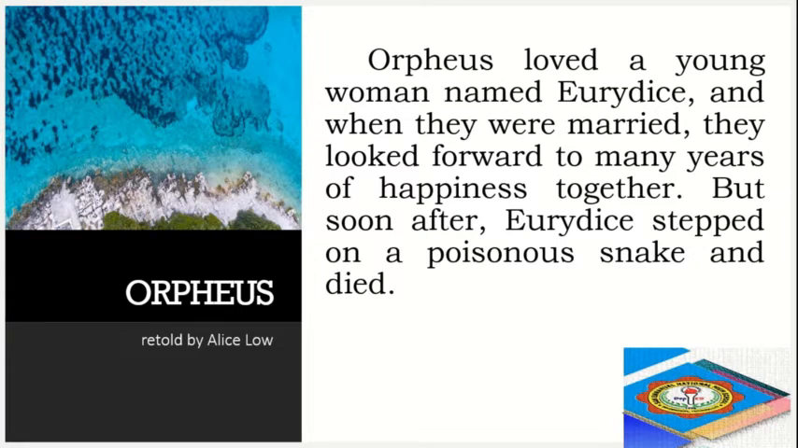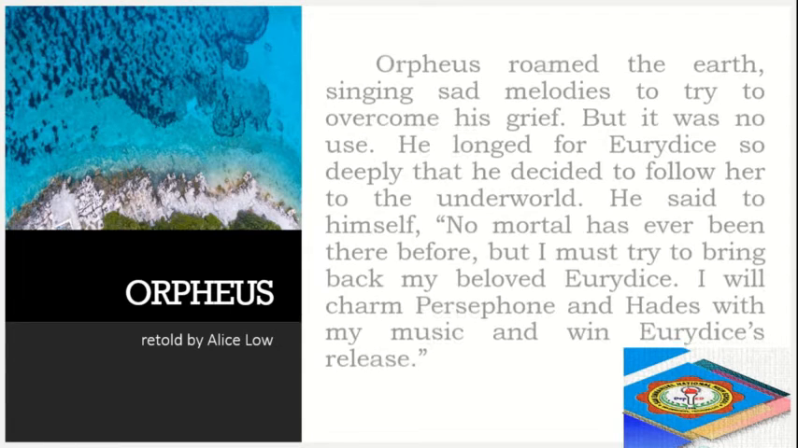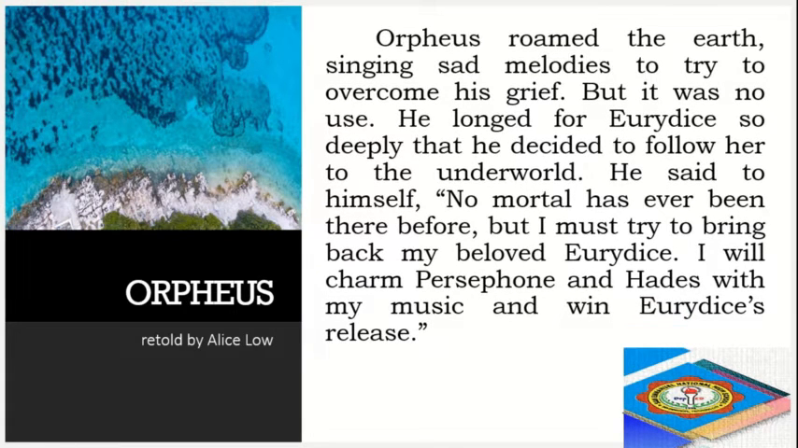Orpheus loved a young woman named Eurydice, and when they were married, they looked forward to many years of happiness together. But soon after, Eurydice stepped on a poisonous snake and died. Orpheus roamed the earth, singing sad melodies to try to overcome his grief. So imagine, because he had lost his wife. But it was no use.